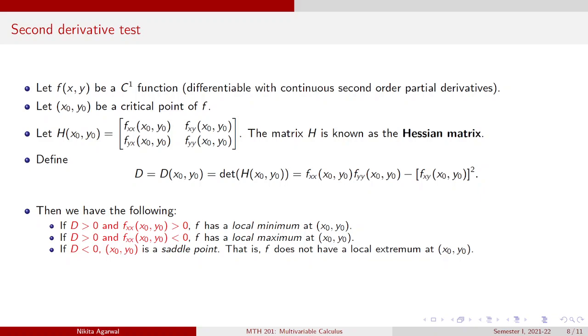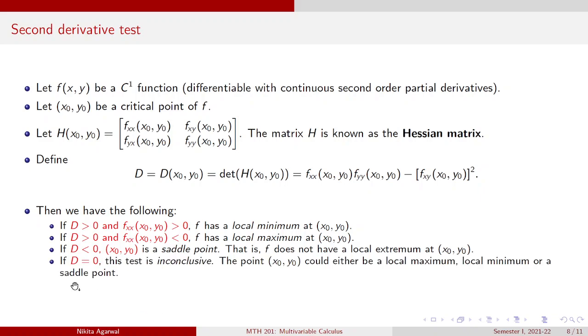Okay? And finally, if the determinant is 0, then the test doesn't give you anything. This test is inconclusive. The point (x0,y0) could be anything. It could be a local maximum, a local minimum, or a saddle point. We don't know.